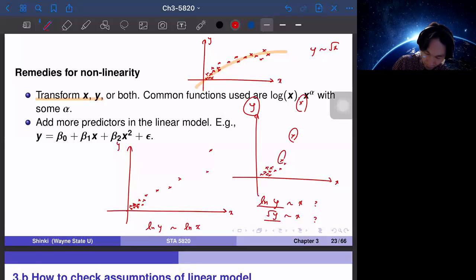Sometimes we have 0 value or slightly negative value. In such a case, it's a little bit hard to decide, but maybe log of 1 plus Y on log of 1 plus X, or just be creative.